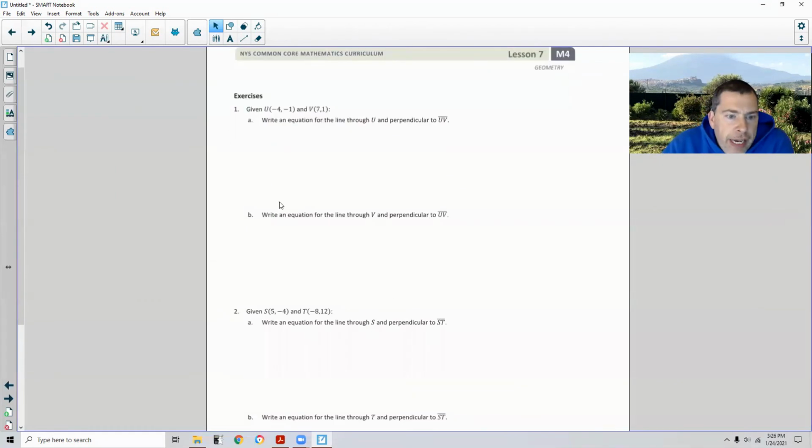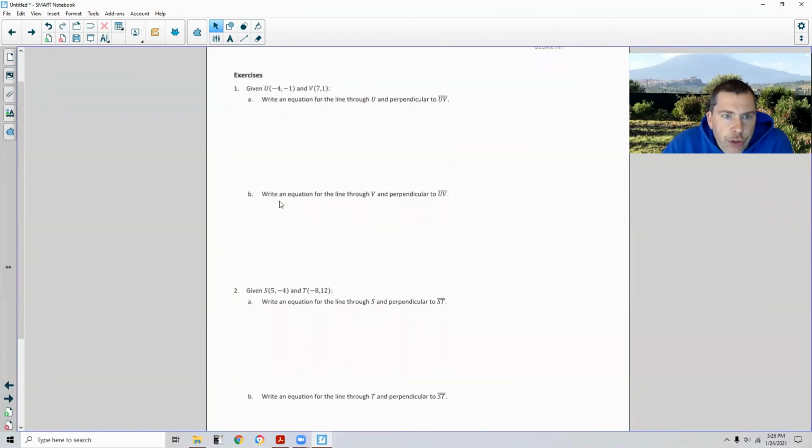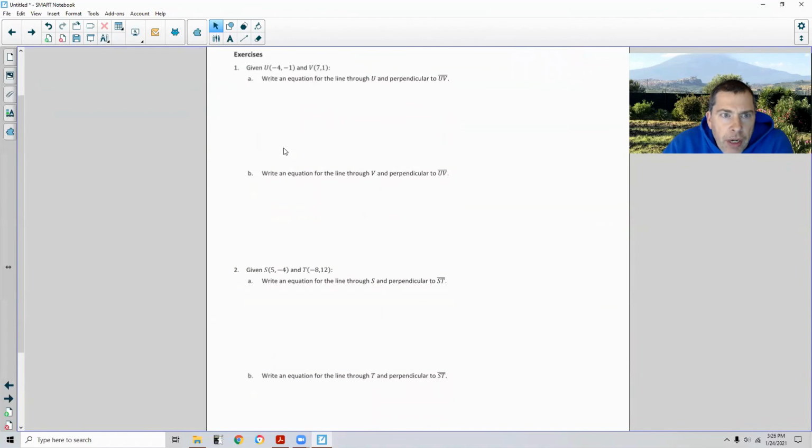Page 2 brings us to exercises 1 and 2, parts A and B. Pause the video, see if you can do this, and then come back and see how you did. I'm going to do these a little bit differently, same concept though. Okay, so I do know my vector to change that is 4, 1. All right, so write an equation for the line U through V perpendicular.